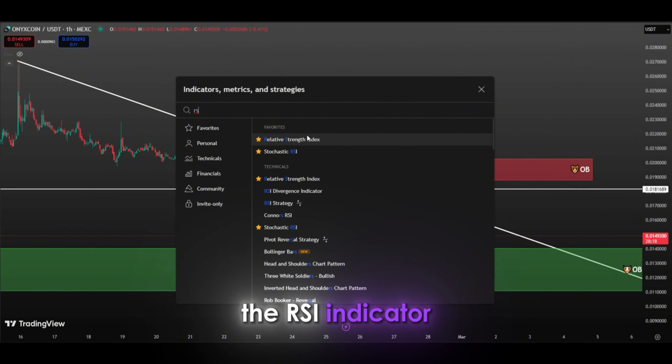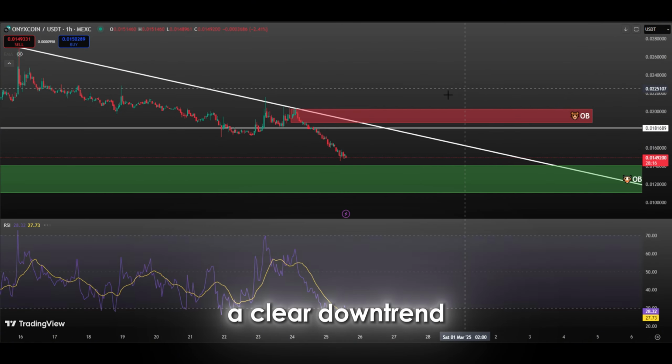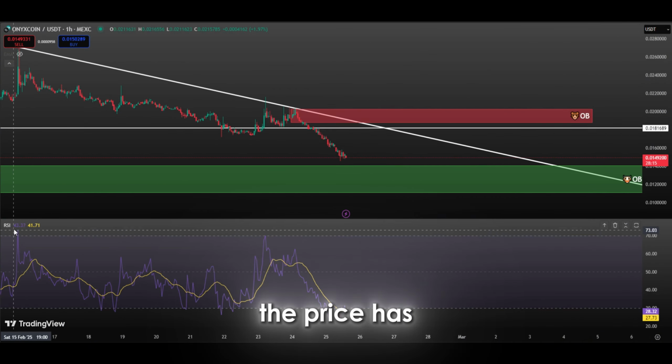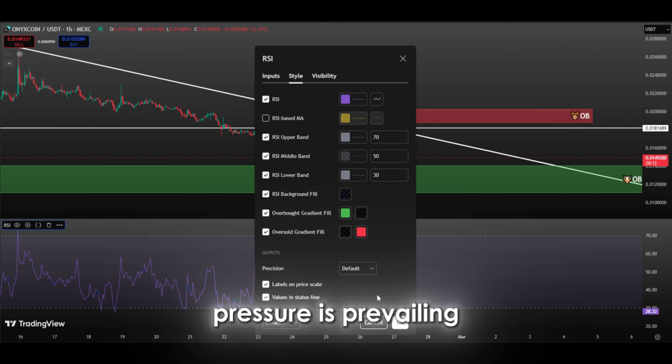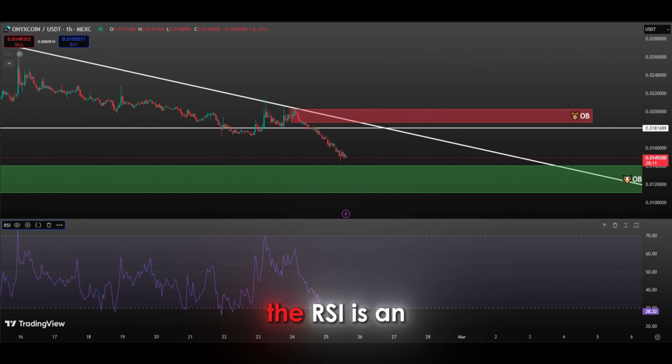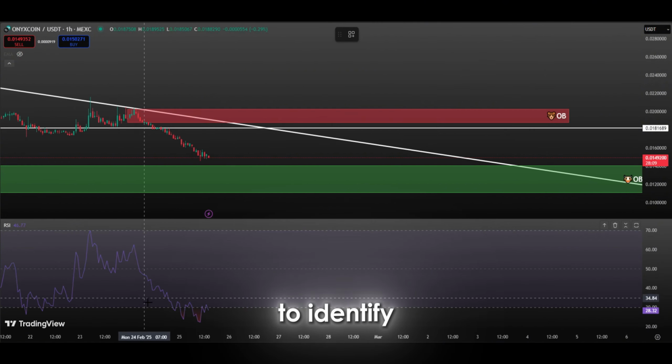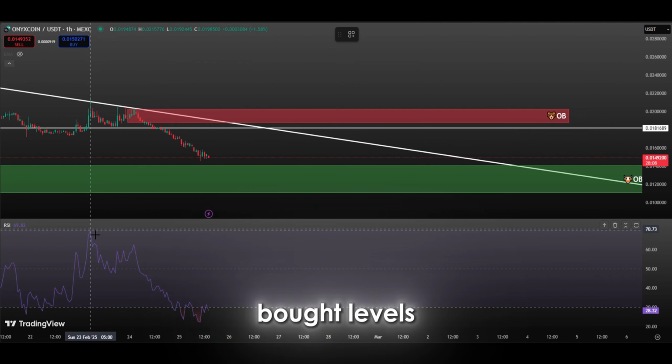The RSI indicator is currently showing a clear downtrend. This suggests that the price has been moving with a weakening momentum for some time, and that selling pressure is prevailing. The RSI is an important indicator that is often used to identify oversold or overbought levels and to gauge the strength of the trend.